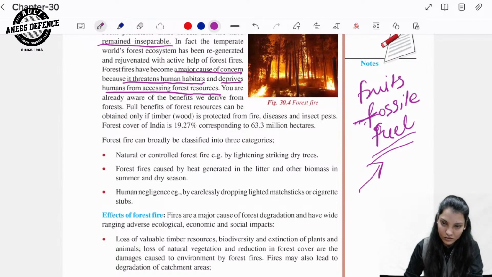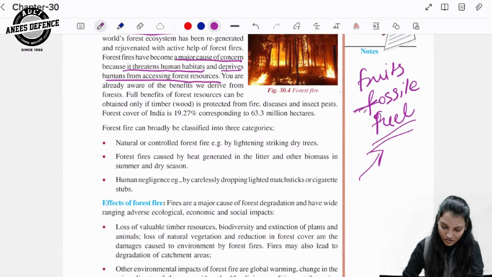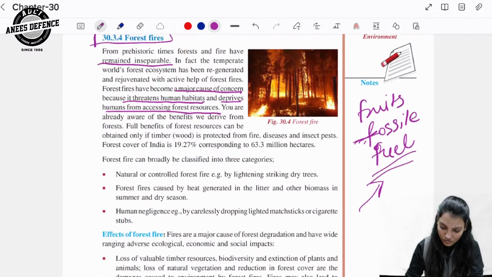So forest resources are very important for human habitat, for humans. And whenever forest fire condition is there, we can't use those forest resources. Full benefit of forest resources can be obtained only if timber wood is protected from the fire, because from forest only we get the timber. Where do we use this particular wood?